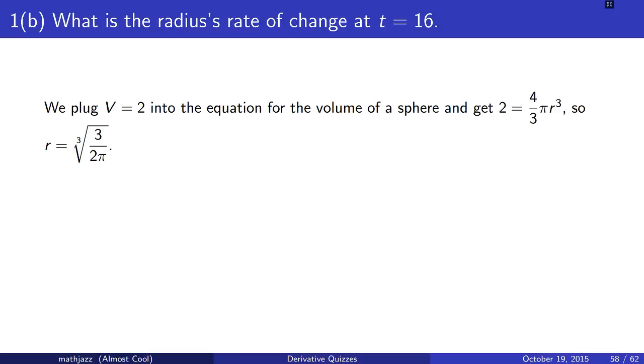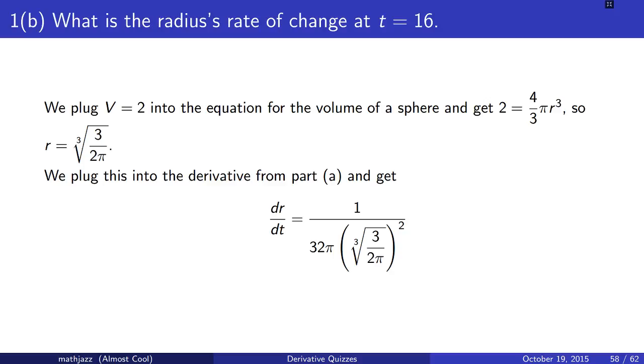The reason that we did this is if the volume of water is increasing at 1/8 cubic feet per minute, then at time t equals 16, we have 16/8 or 2 cubic feet of water. And our equation for the change in the radius was left in terms of the radius. So we need to figure out the radius, so we plug 2 into the volume equation and solve for the radius, and that's how we get r equals the cube root of 3 over 2 pi.